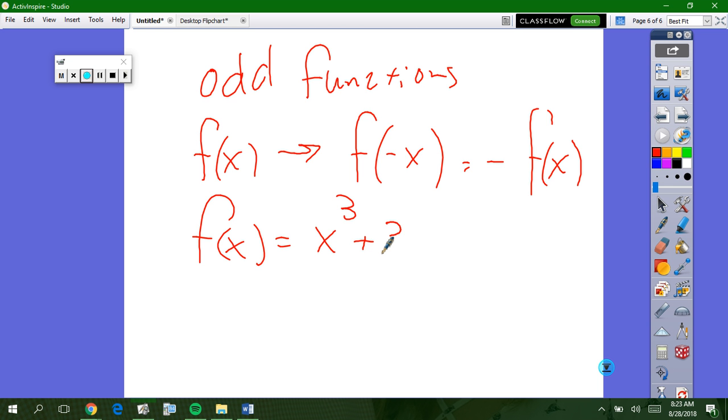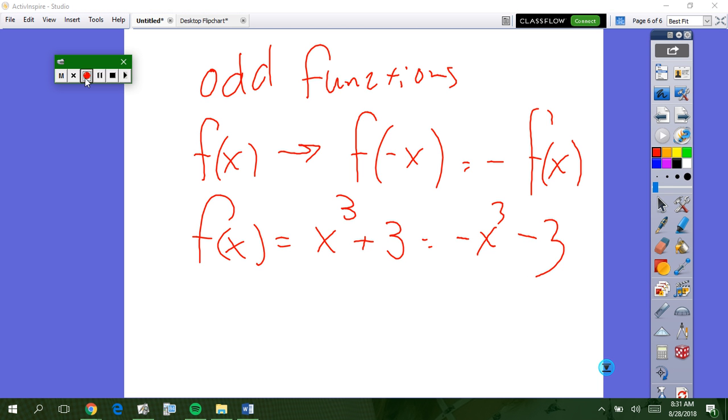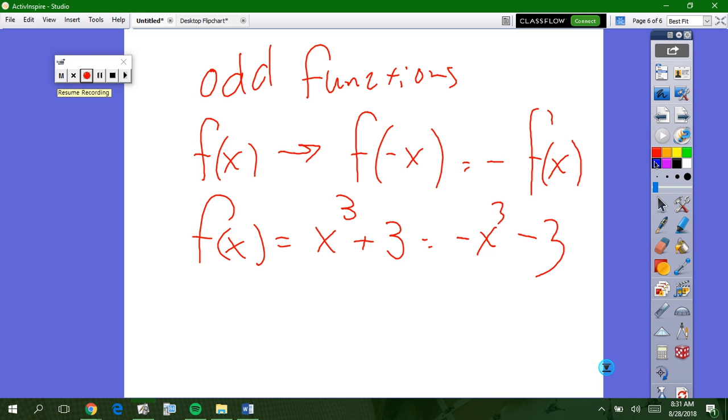So I want to ask you guys first, what would be directly opposite of this function? What would be its opposite? Negative x cubed minus 3. That would be its opposite. Notice I just go ahead and take the function and I times it by a negative. Make sense? Go ahead and try that, please. See if it comes out to be this. Once again, was it an odd function?